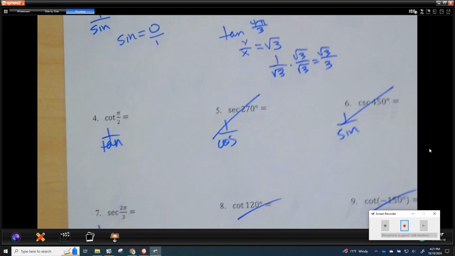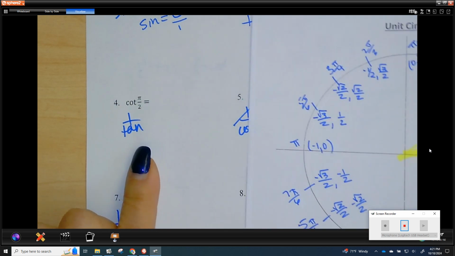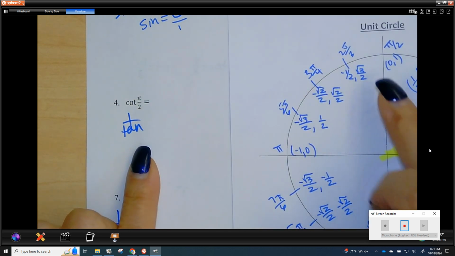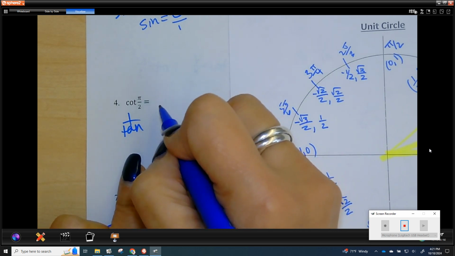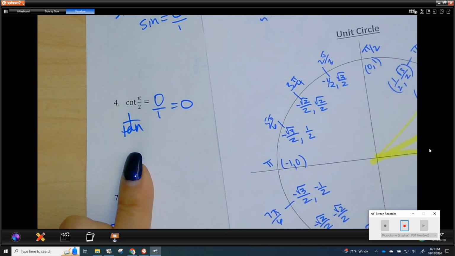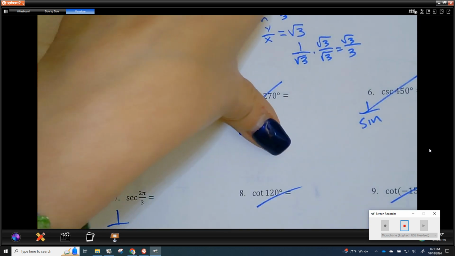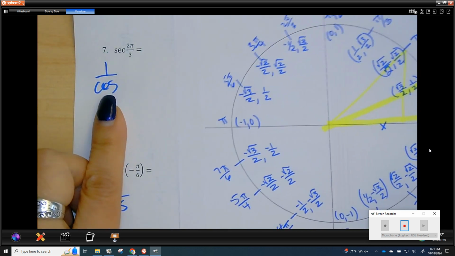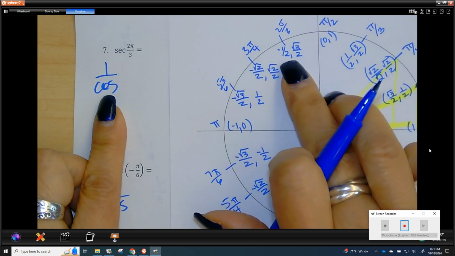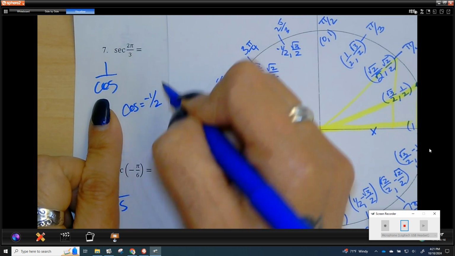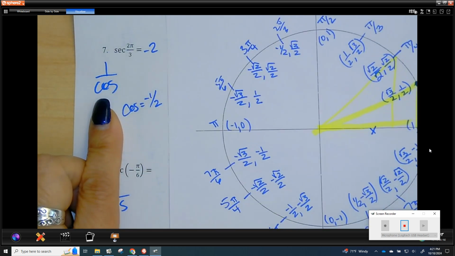The next one is pi over 2, which is right here. Tangent is 1 over 0. But cotangent is x over y, so it's 0 over 1, which is 0. The next one is 2 pi over 3. So I need the cosine. 2 pi over 3 is right here. Cosine is negative 1/2. So reverse it, it's negative 2, the reciprocal.